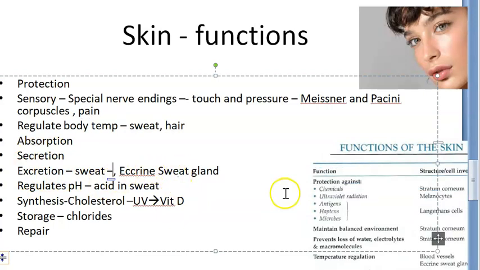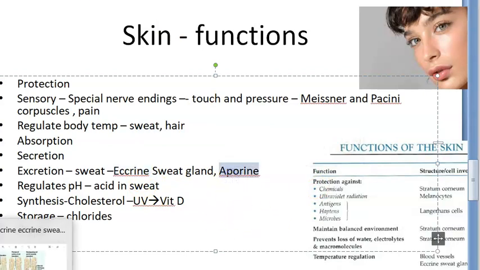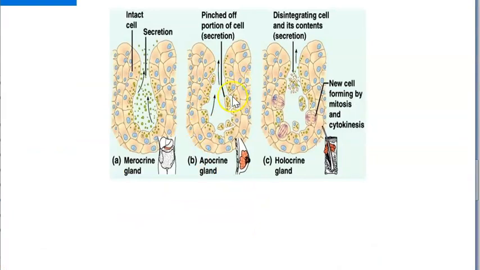Then coming to this secretion part, here you have eccrine and then you have something called apocrine. Eccrine I know as simple secretion, but in apocrine, a part of the cell comes out. The part of the cell is pinched off, and that pinched off portion of the cell is actually the secretion. That is apocrine. So that is what you should know about the sweat gland.